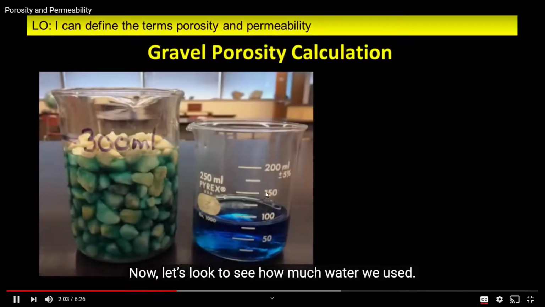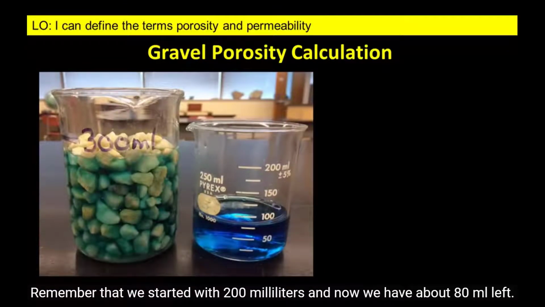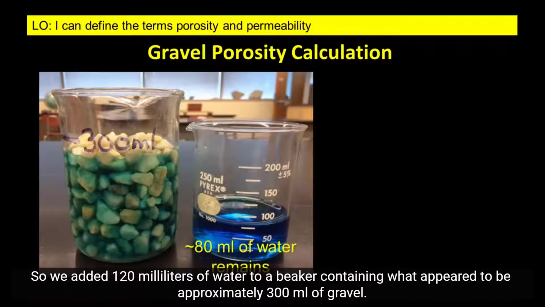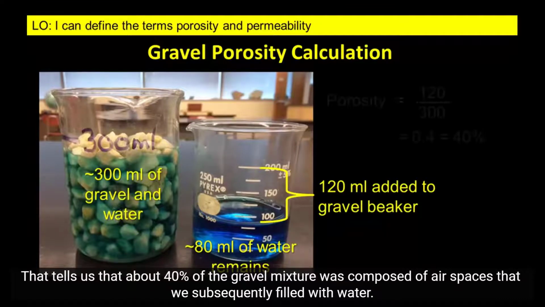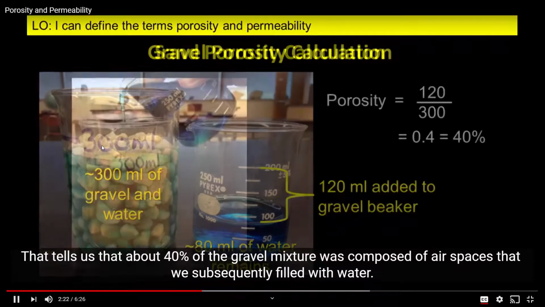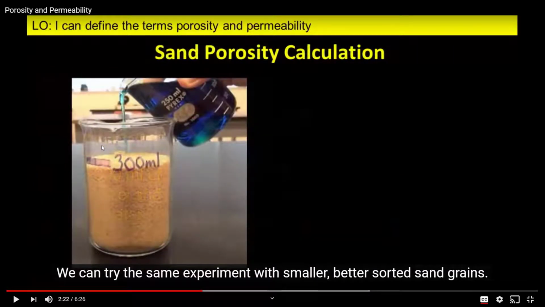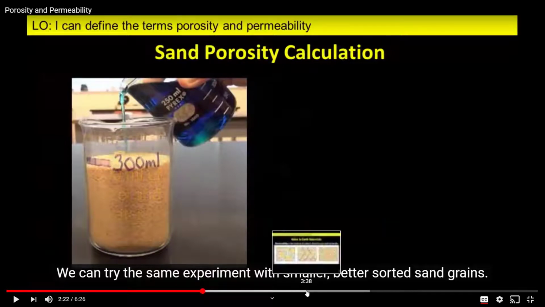Now let's look to see how much water we used. Remember that we started with 200 milliliters, and now we have about 80 milliliters left. So we added 120 milliliters of water to a beaker containing what appeared to be approximately 300 milliliters of gravel. That tells us that about 40% of the gravel mixture was composed of air spaces that we subsequently filled with water. So just to recap, porosity is the amount of a rock or a sediment that is empty space.